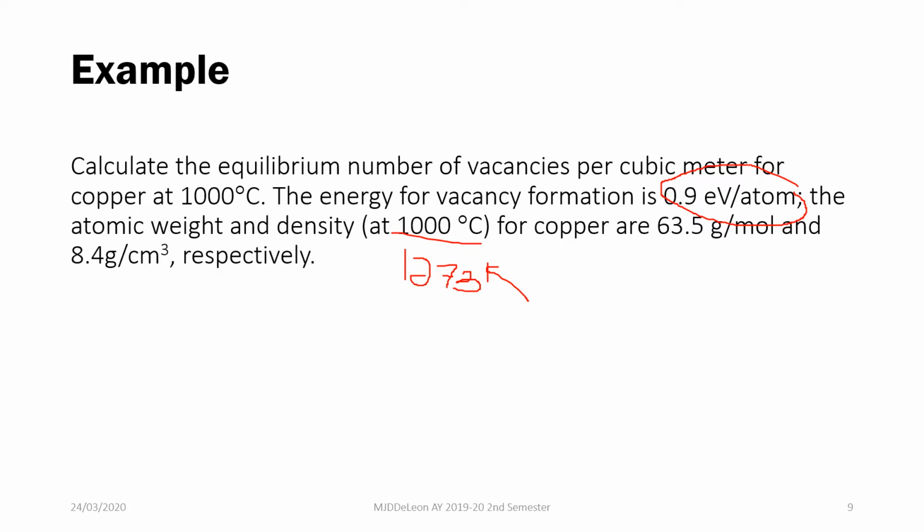Dun sa formula natin, ang nawawala lang is yung N, or the number of lattice sites. But as we have seen before, we can calculate the number of lattice sites from the density and from the molar mass. 63.5 grams per mole, 8.4 grams per cm cube. We can get an idea on the number of atoms or the number of lattice sites per volume, and we can plug that into our formula and we get the equilibrium number of vacancies per cubic meter at 1000 degrees Celsius for our copper metal.